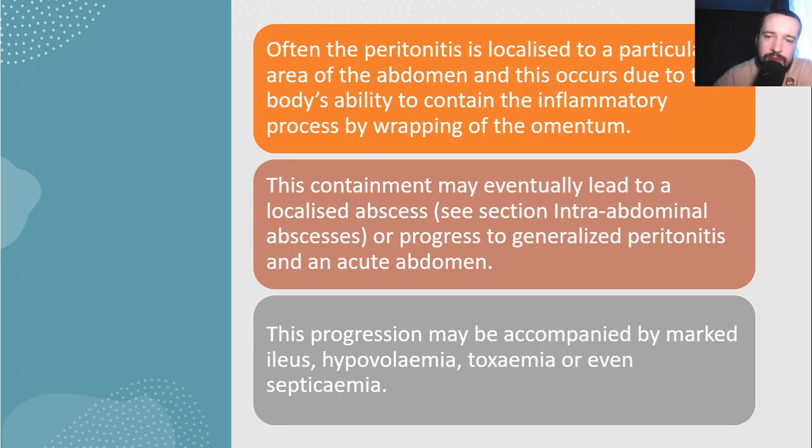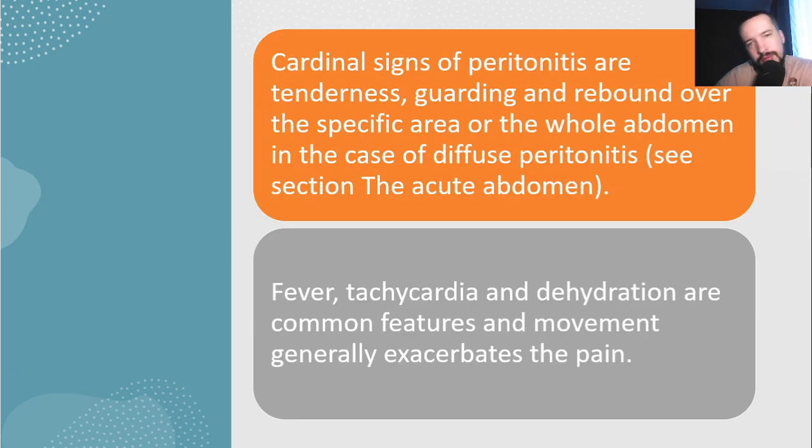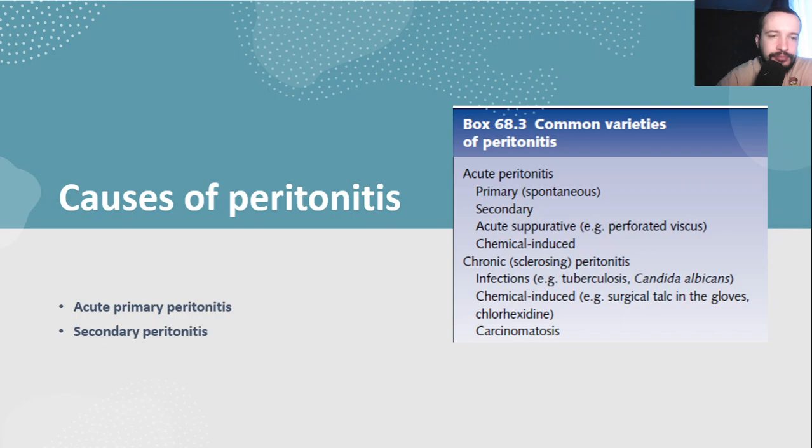This progression may be accompanied by marked ileus, hypovolemia, toxemia, or even septicemia. Cardinal signs of peritonitis are tenderness, guarding, and rebound over the specific area or the whole abdomen, in this case of diffuse peritonitis. Fever, tachycardia, and dehydration are common features, and movement generally exacerbates the pain.